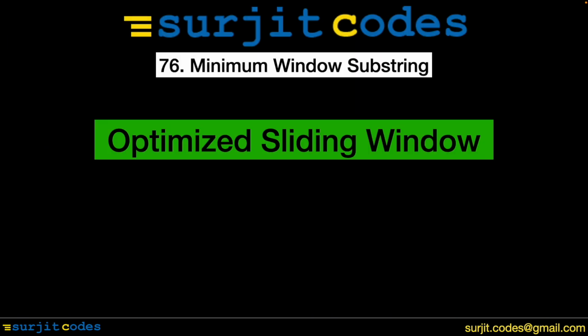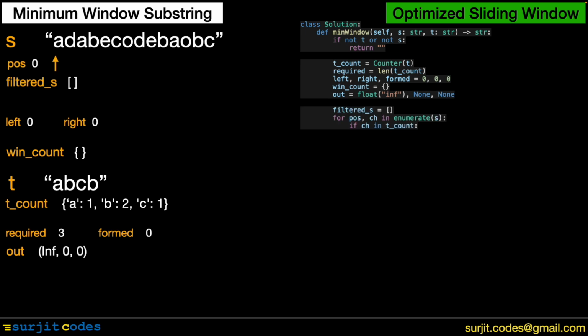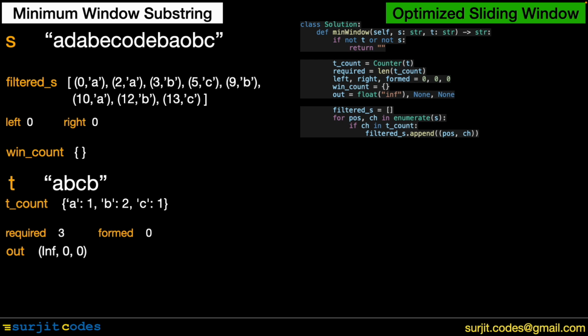In this modification of the original method, we filter out those characters of S which are present in T. Initial steps in this solution are similar. We now define a list called filtered S. We scan all the positions in S and look for the characters present in T and append the position and character tuple in filtered S. We skip D as it is not in T and save position 2 with A and 3 with B and so on.